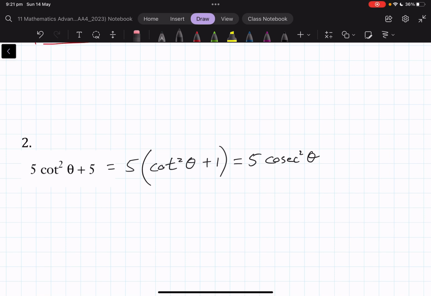It simplifies. And why is that good? Because instead of having two things, you only have one thing. So it's better, right? It's easier. So this thing here is equal to cosec squared theta. And so we end up with that simplified answer.